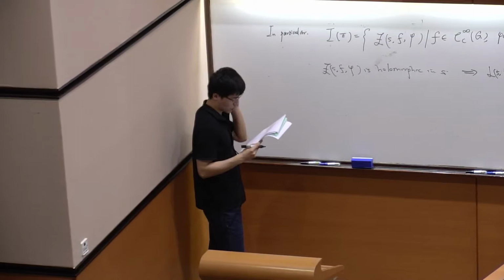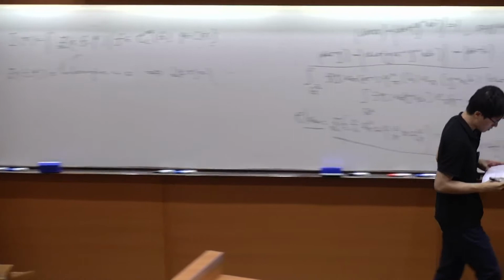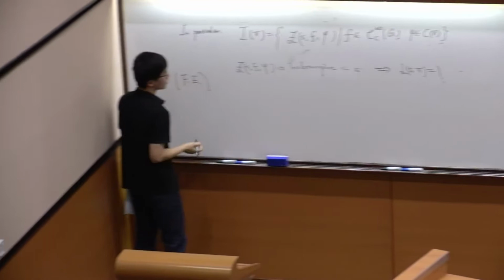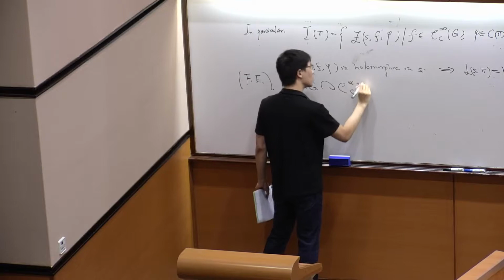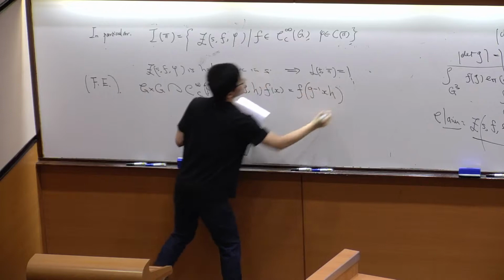Finally, let's see the functional equation. To prove the functional equation, we want to prove a certain multiplicity 1 theorem for linear functionals. So we consider the action of G × G on C_c^∞(M_n) by left and right translation. So (g,h) acts on F by F(g⁻¹xh). We consider the following action. Then this is a smooth representation for G × G.